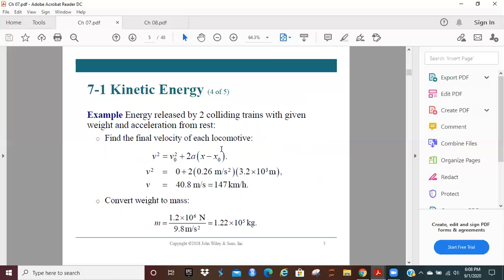So, for example, energy released by 2 colliding trains with given weight and acceleration from rest. So we're going to find the final velocity of each locomotive. We can do that by using one of our kinematic equations here. V squared is equal to V naught squared plus 2a times the quantity x minus x naught.